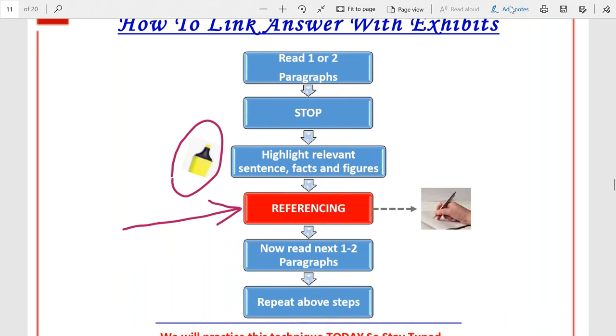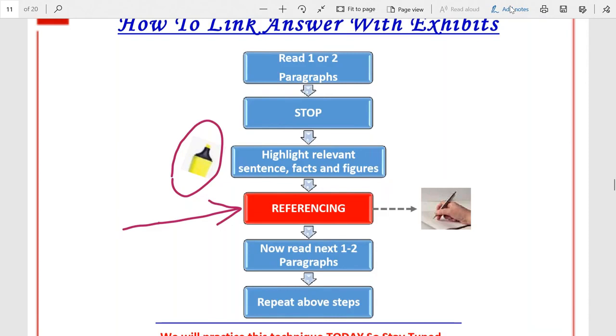So in SBL, just highlighting is not enough. You need to know why you have highlighted and where exactly you will use that information, and you need to write that. Okay, so referencing is the key thing. If you want to link your answers with the case, you need to highlight and then reference it. Once you have read one or two paragraphs, you stop, you highlight, you do your referencing, and then you move on to the next one or two paragraphs and you repeat the same thing.